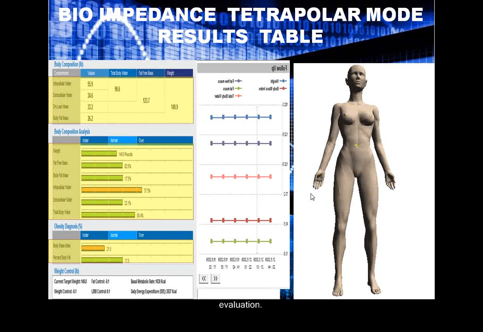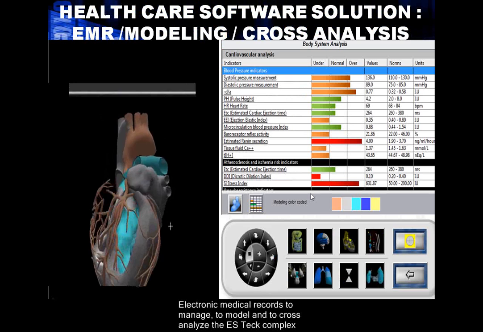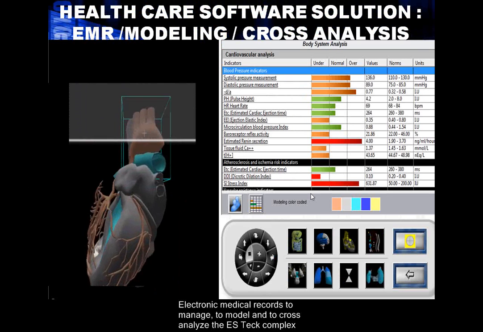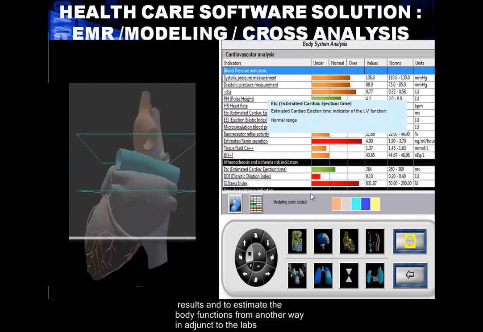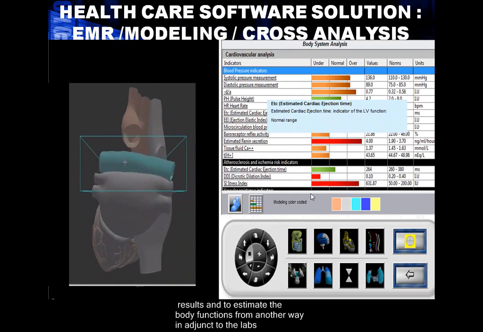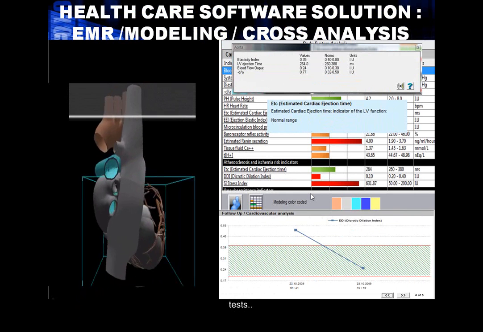the intracellular water. The healthcare software solution is an electronic medical record, to manage, to model, and to cross-analyze the EIS Tech results and clinical context, to estimate the body functions in another way, as an adjunct to the lab's tests.